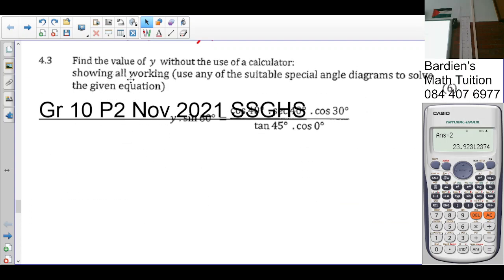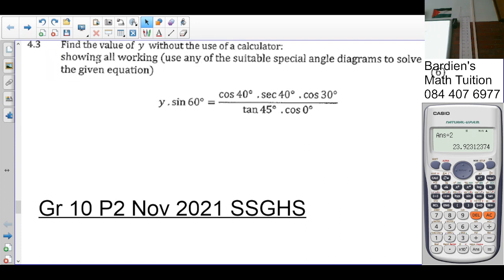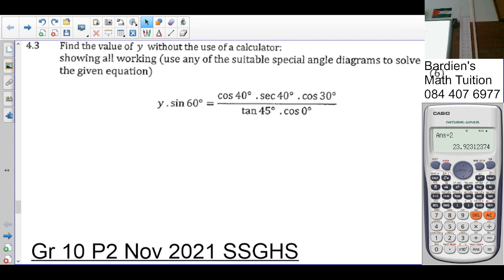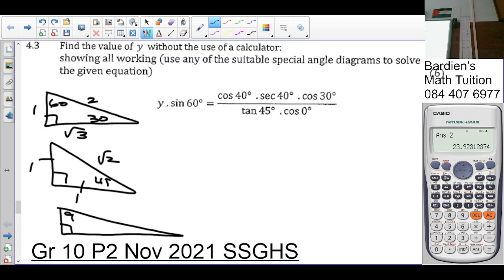Question 4.3. We are told to find the value of y without using a calculator, showing all working. Use a suitable special angle diagram to solve the given equation. So with this, you're supposed to have drawn the special angles. So it's going to be 30, 60, 1, 2, root 3. You've got a 45 degree angle, which makes this an isosceles triangle: 1, 1, root 2. This one here is 90: 0, 1, 1, 0. This is not a triangle, but it works for what we're looking at.